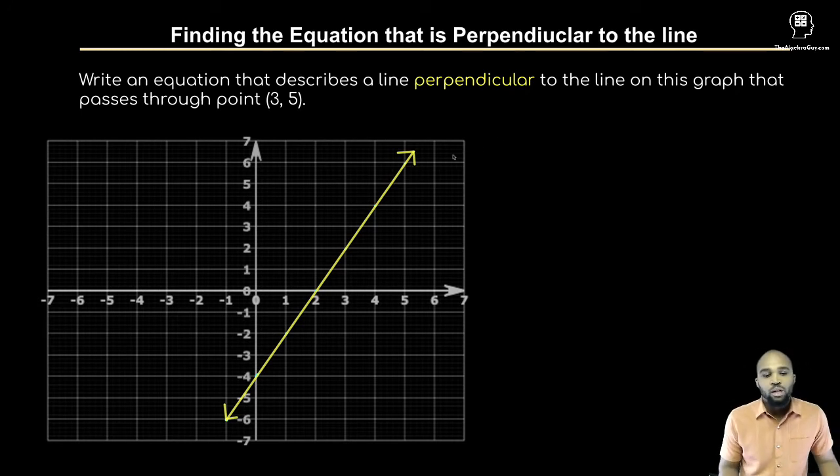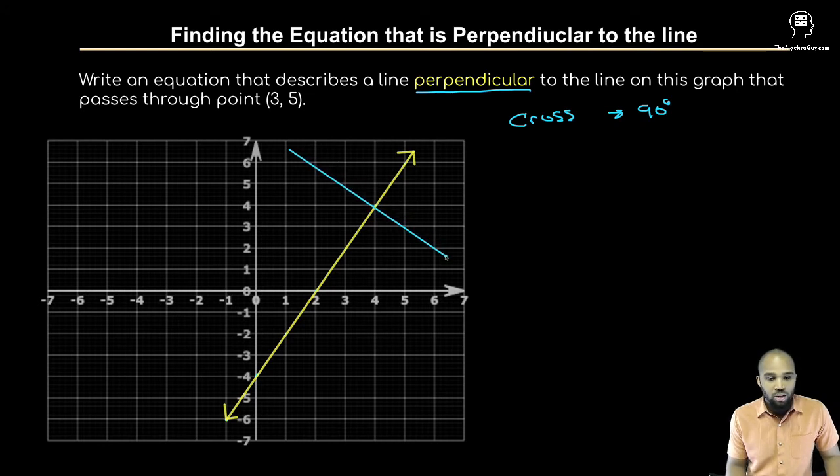What if I asked you to do the same thing, everything's the same, but this time find the line that's perpendicular to this line and goes through point (3,5)? Before I go there, let's talk about perpendicular real quickly. Perpendicular means that two lines cross and form a 90-degree angle. Let me back up, because we're going to go through point (3,5) right here. So I know it's going to cross, forming a 90-degree angle.